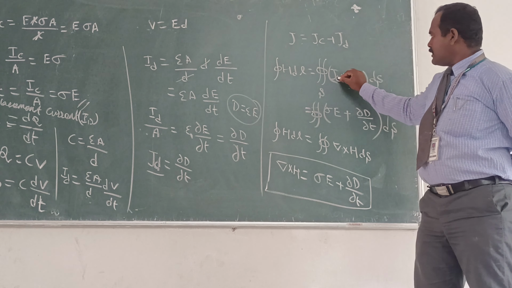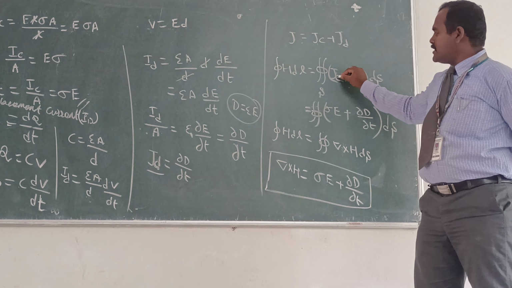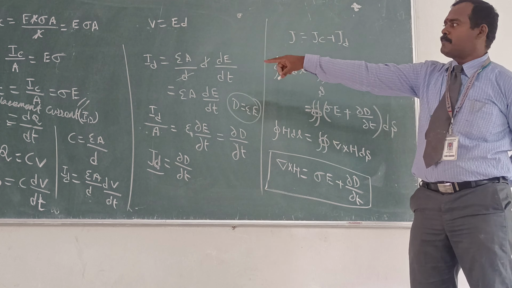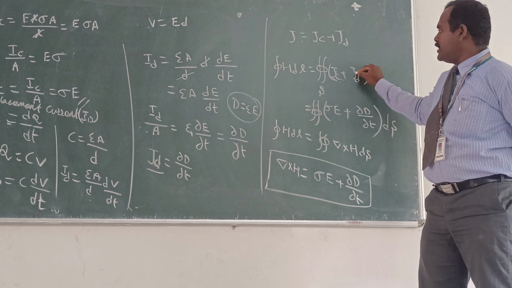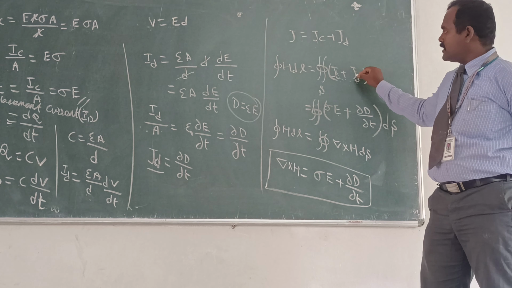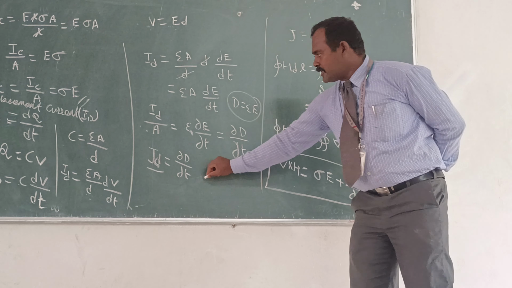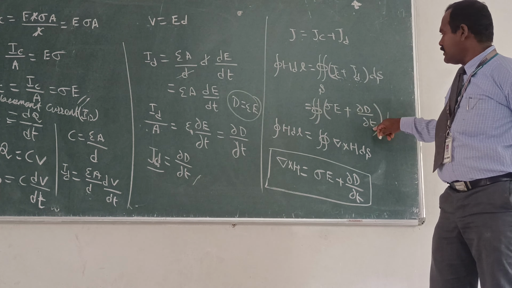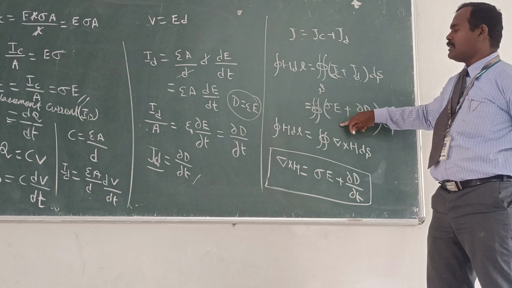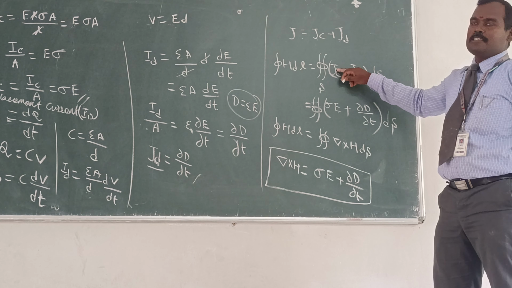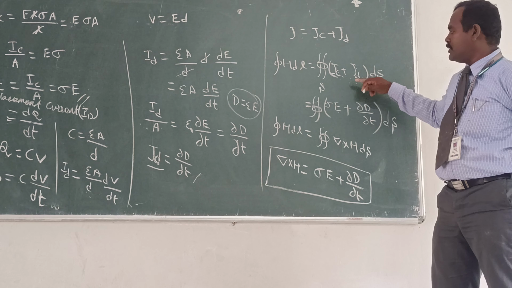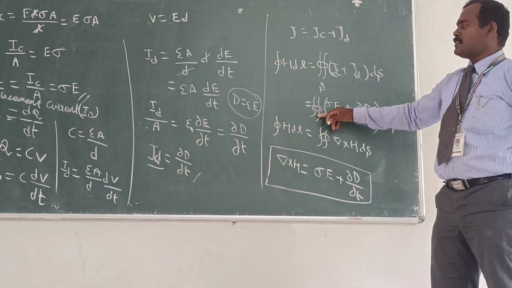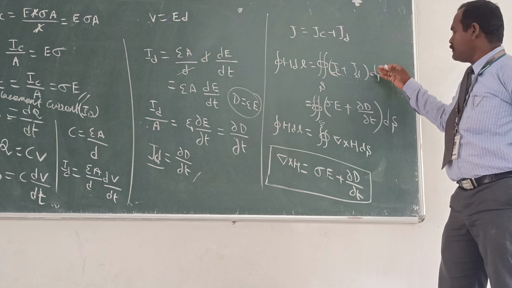Then the corresponding JC value, that is, sigma times E, we obtained there. JD, that is the displacement current density, we also obtained here. You can replace J with JC and JD. The surface integral, you keep the same.